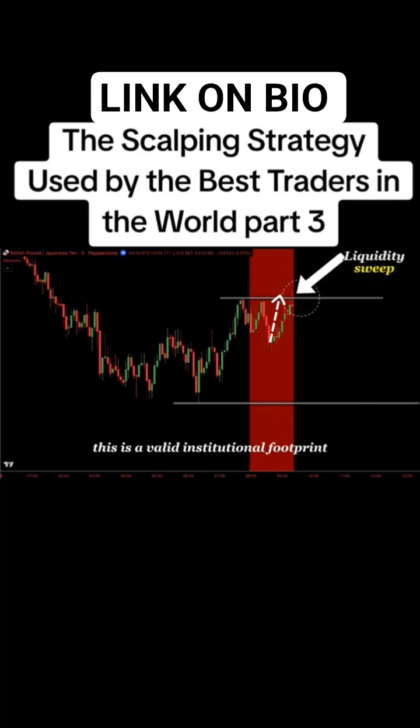This is a valid institutional footprint created by a long wick liquidity sweep. The move is fast, sharp, and aggressive. This tells us that the breakout failed and that buyers were trapped above resistance.